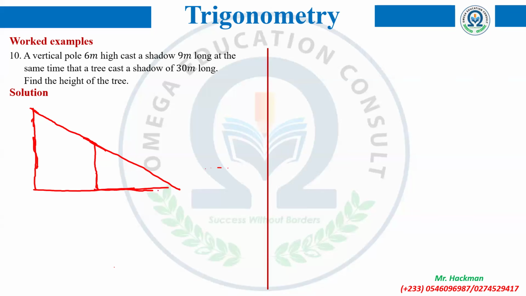After that, if you have any question, we will look at it. So this is my pole, and this is my tree. Vertical and horizontal will always meet at an angle of 90 degrees. So this is what I have. Now look at the question. It said the shadow of the pole is 9 meters. So the shadow of the pole will run from here to this side. Do you agree?